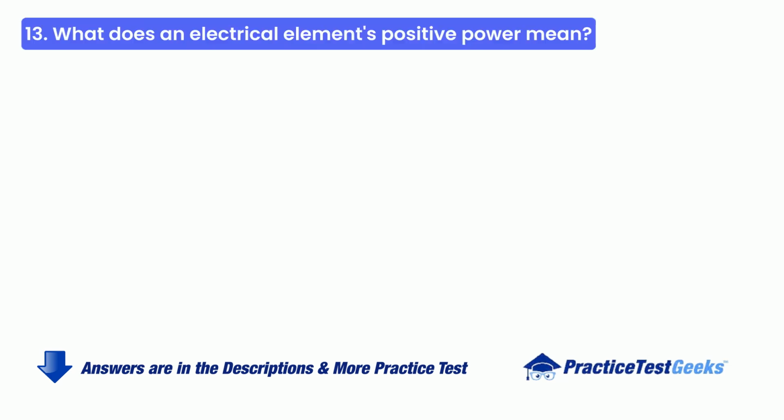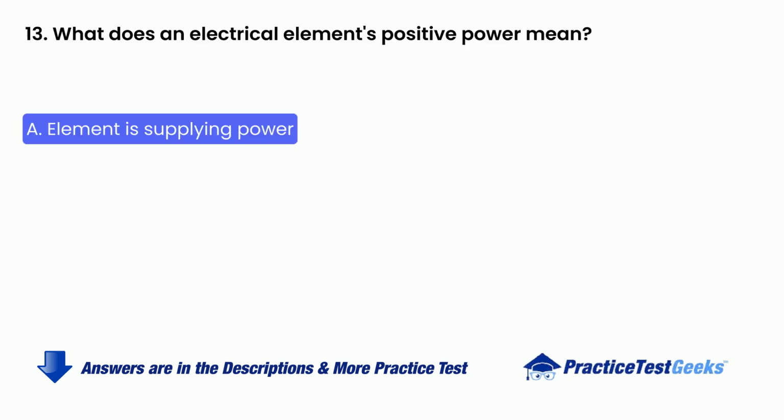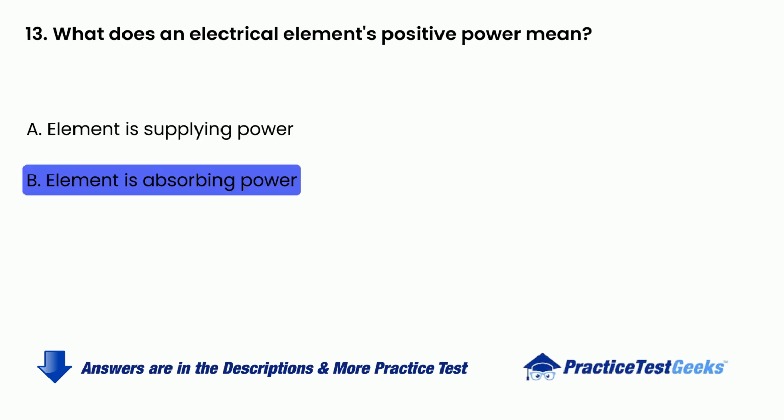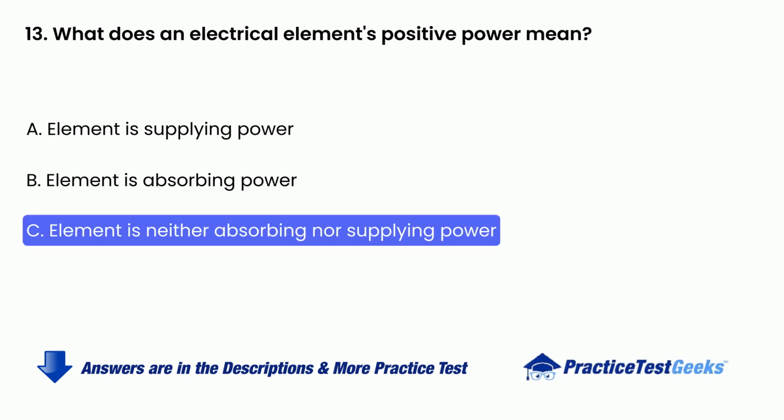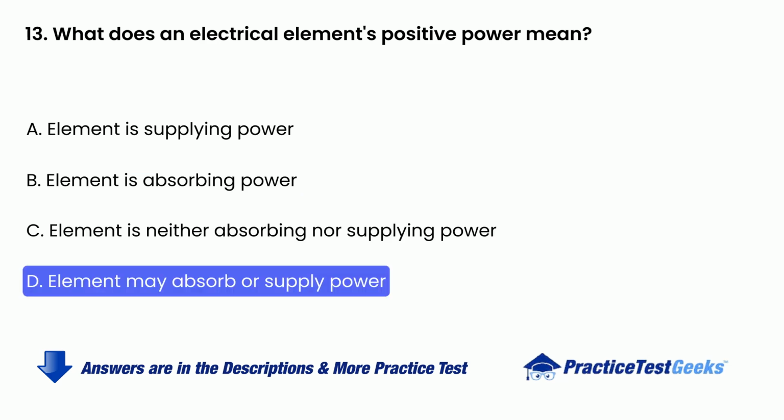What does an electrical element's positive power mean? A. Element is supplying power. B. Element is absorbing power. C. Element is neither absorbing nor supplying power. D. Element may absorb or supply power.